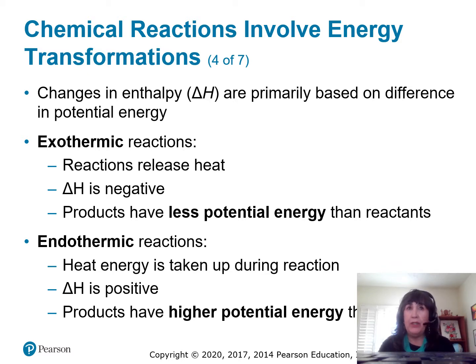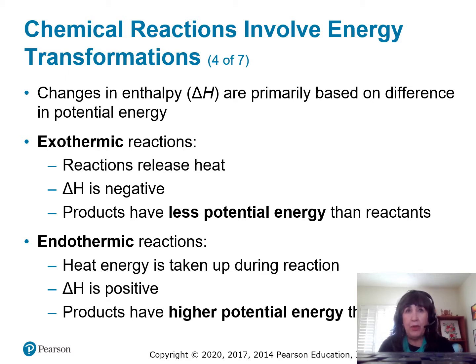So we take the words apart. Exo means exit and thermic is heat. That's a form of, remember, kinetic energy. So in an exothermic reaction, there's a release of heat. And when that happens, delta H is negative. So when you release heat, then the molecule has less energy and therefore it's negative. So products have less potential energy than the reactants.